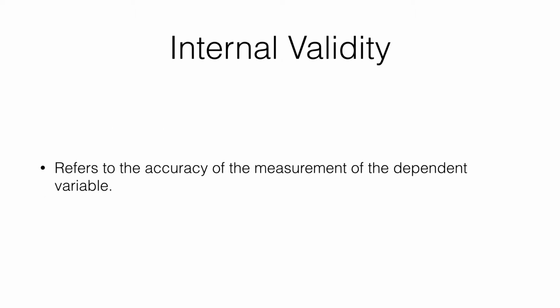So, internal validity refers to the accuracy of the measurement of the dependent variable. For example, suppose an experimenter wants to measure the reaction times of a person, and to measure this they use a person with a stopwatch. Now, there's a problem with this measurement, and the problem is the person with the stopwatch also has to react. So we would expect this measurement to be invalid, and it would be.